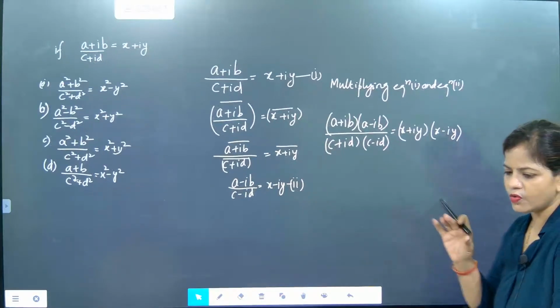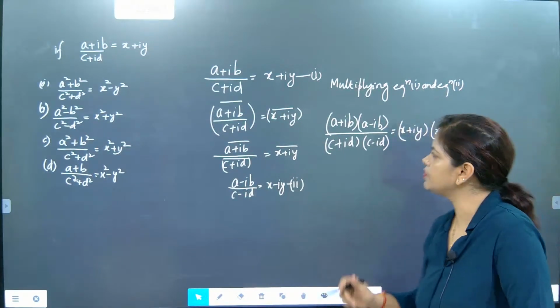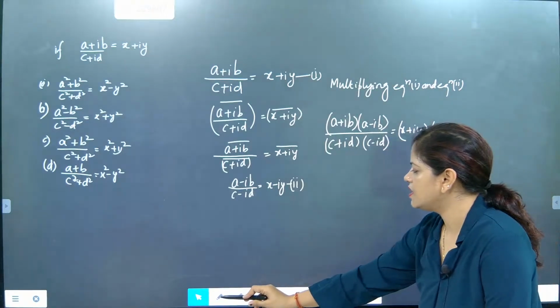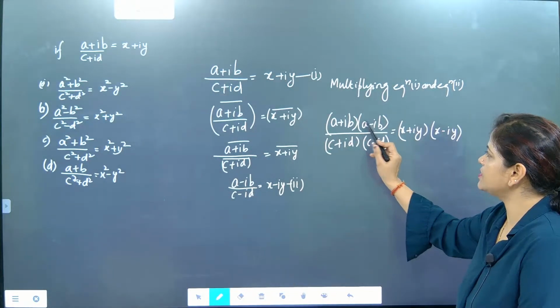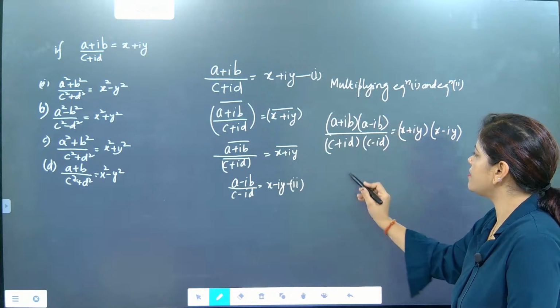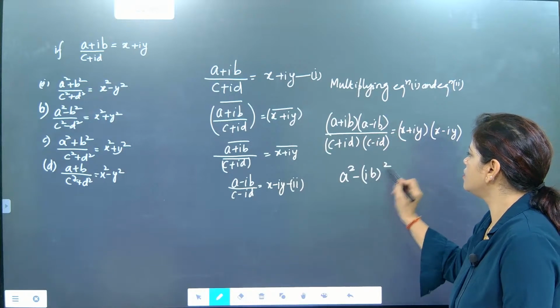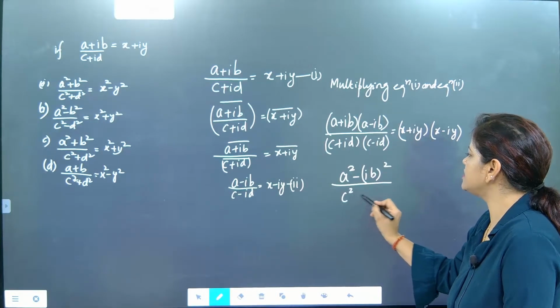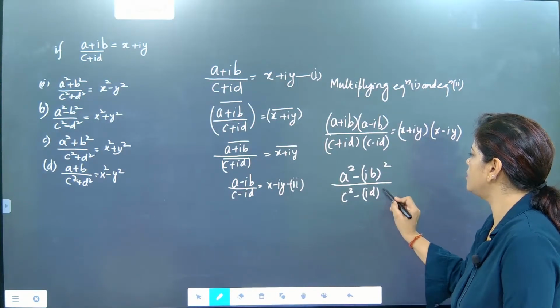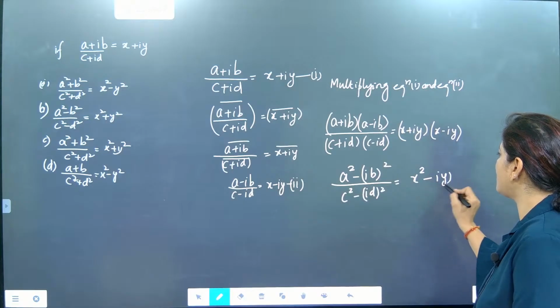So what is the strategy? First conjugate, then multiply. Understood? Now multiply this one. It is coming in the format of a plus b, a minus b. So what will it become? It will become a square minus ib whole square, and in the denominator c square minus id whole square. Similarly here, x square minus iy whole square.